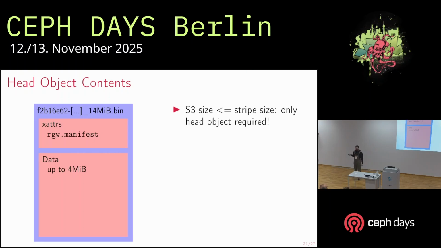So if you have an S3 object that is smaller than the stripe size, we can store it directly there and we're done. This is just an optimization for small objects. But if you have anything larger, then we need to use additional RADOS objects. And in case of multi-part uploads, even that remains empty.